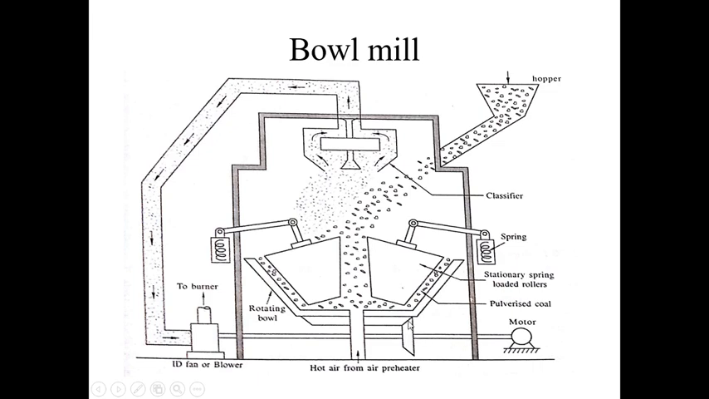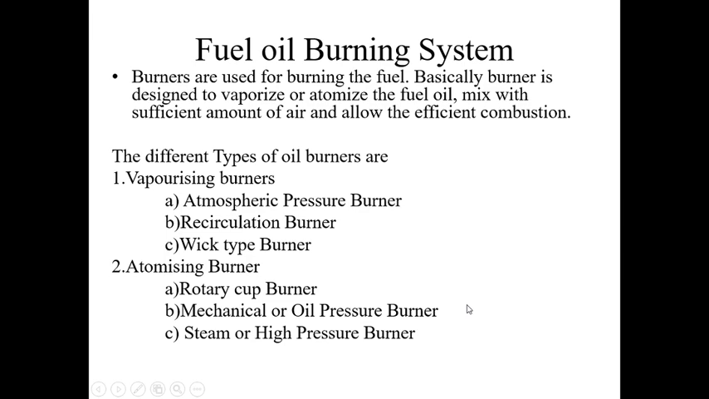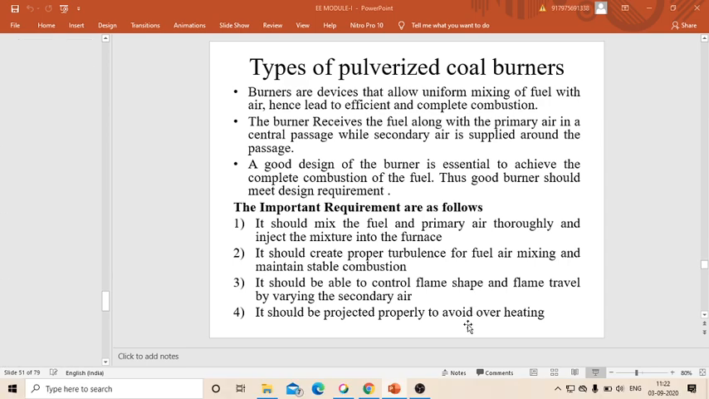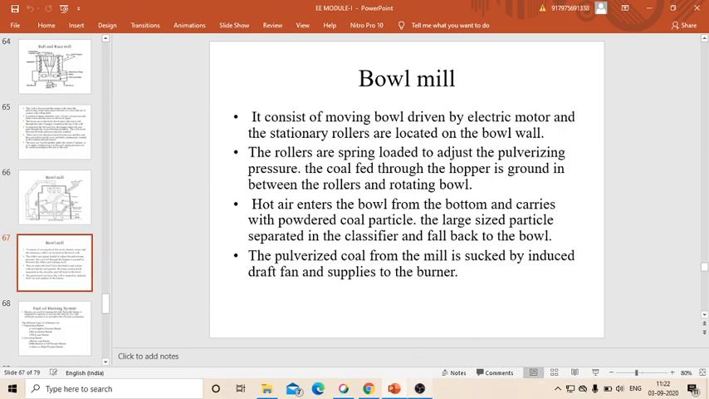A bevel gear system will run this gear and the bevel gear which will rotate the drum, rotate the bowl, and here there will be a roller. It will rotate because of the action, and that will turn the coal into pulverized coal. Once it is turned, it is taken by the system and supplied to the burner. So this is about mills.